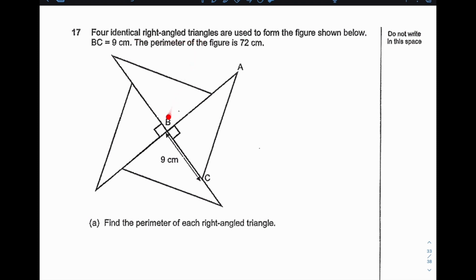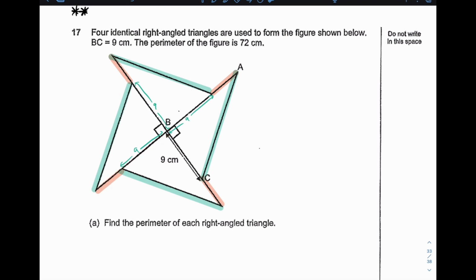4 identical right-angled triangles. So if this is 9 cm, this is also 9 centimeters. And this is also 9 centimeters. They are all identical. Okay, the perimeter of the figure is 72. BC is 9. Okay, find the perimeter of each right-angled triangle. Each right-angled triangle. Well, the way I think about it is as such. Anyway, the perimeter is 72. Yeah, perimeter is basically highlighted here, and I've got 4 equal parts of the longest side of the triangle, and I got this second longest side subtracted by 9, highlighted as red.